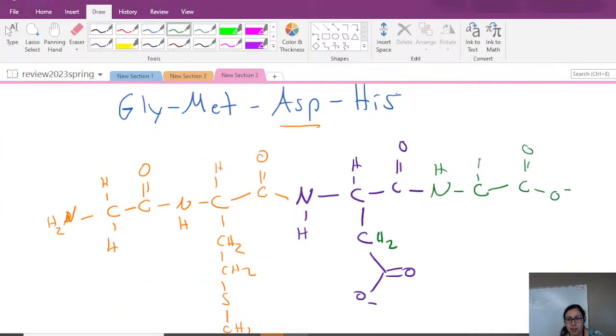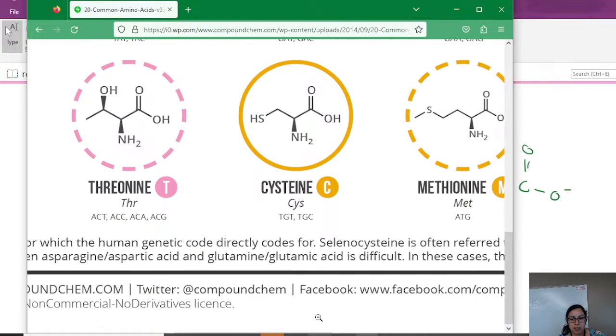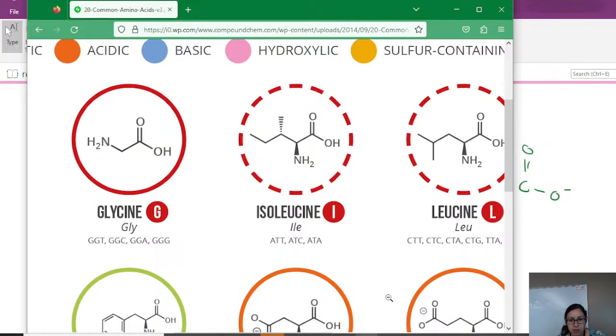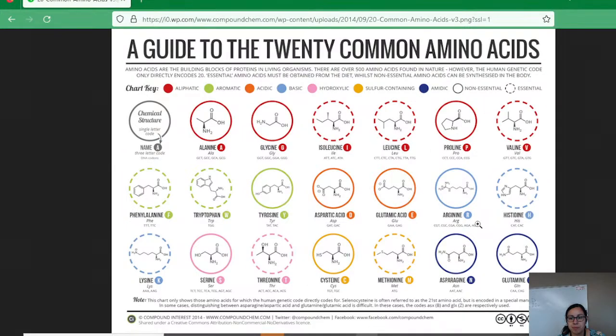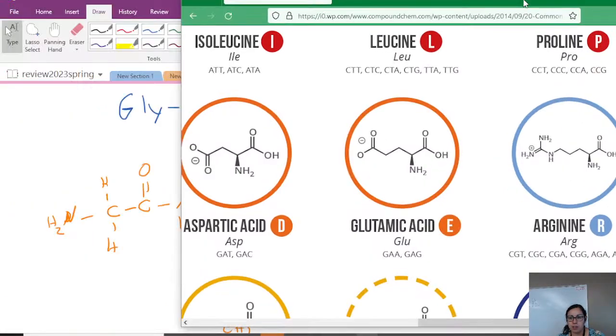So this has an H, this would be R, and then of course for histidine, that R should be just like Eve drew on there, if I could find it. There we go. So histidine with our 5-membered ring there.